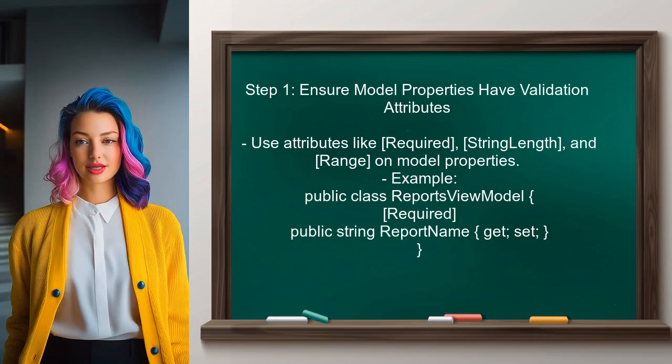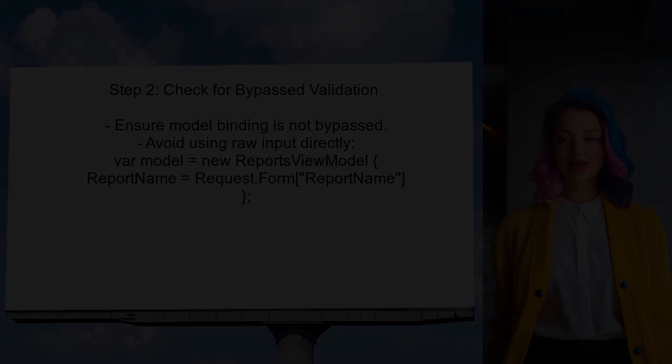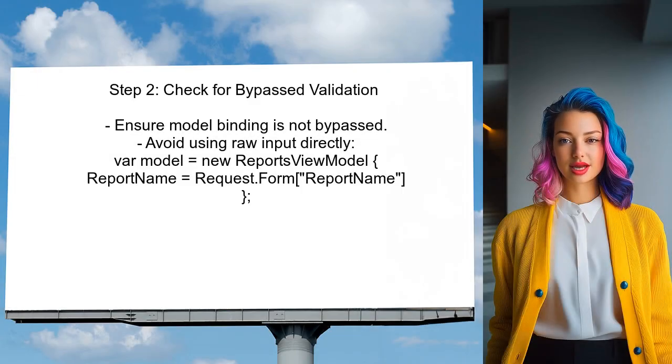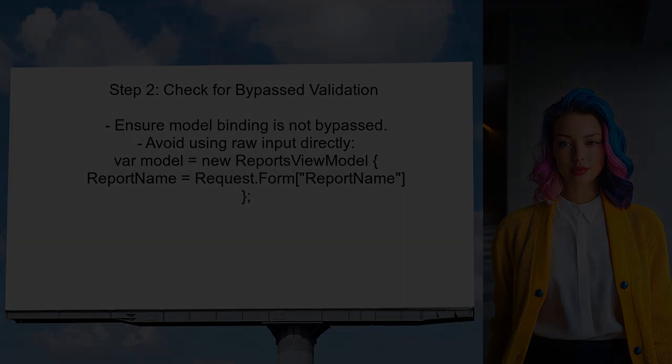To address the CWE-ID 100 issue, the user should first ensure that all model properties are properly decorated with validation attributes. This is crucial for the model state to function correctly. Next, the user should check if the validation logic is being bypassed in any way. This can happen if the model is being populated directly from user input without validation.